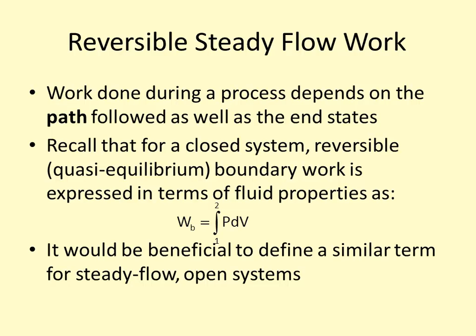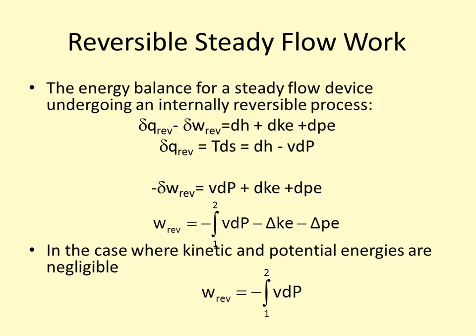If you remember, for a closed system, when we talked about boundary work, we had the area under the curve equal to PdV, and we were able to graphically or mathematically determine the boundary work done just based on physical properties, so pressure and specific volume. It would be beneficial if we can come up with a similar equation for an open steady flow system.